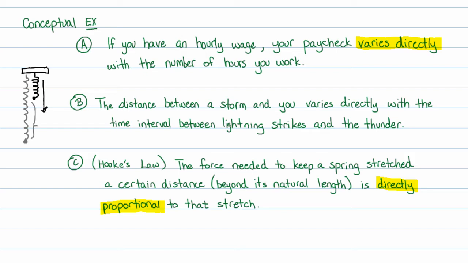That should make sense. Many things in the real world follow variation like this, direct variation, or as we'll see in a moment, something called inverse variation. But it's so important that you really understand these concepts, that as one item or quantity increases, then the other one increases. As one item decreases, the other one decreases. They vary together.